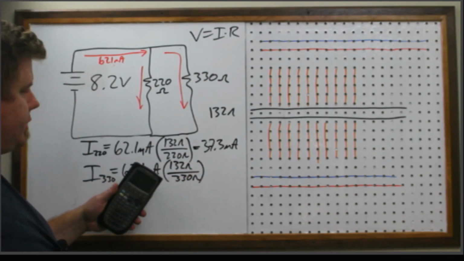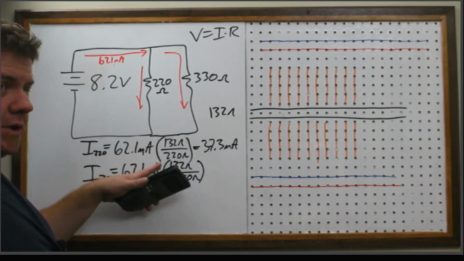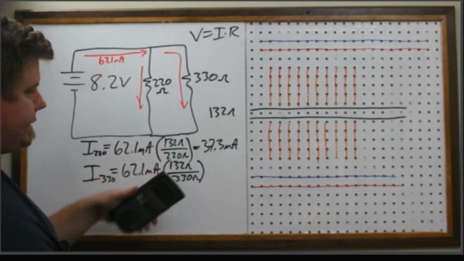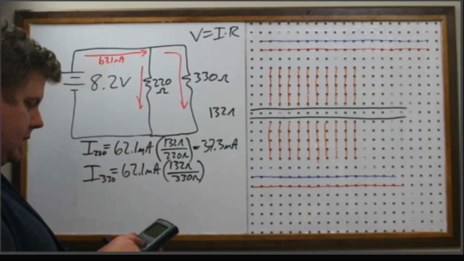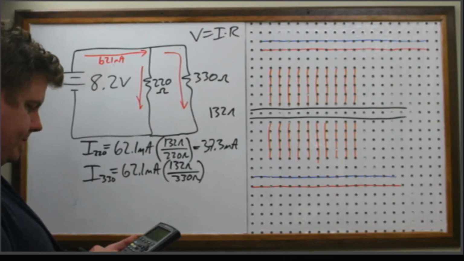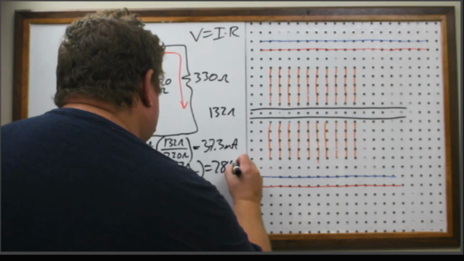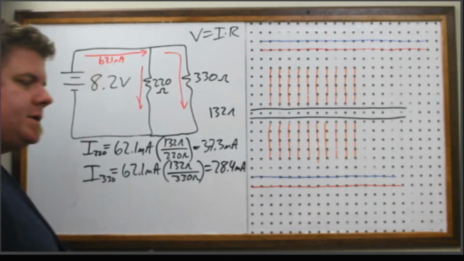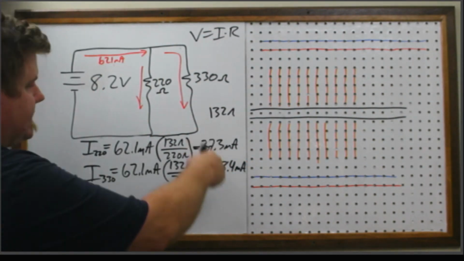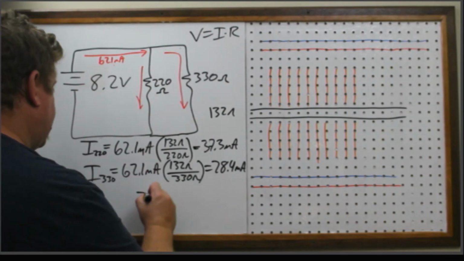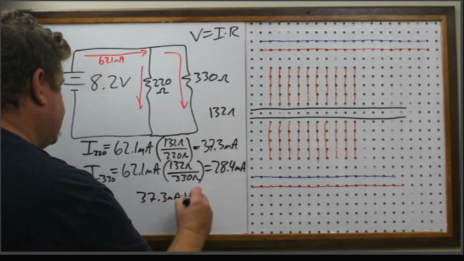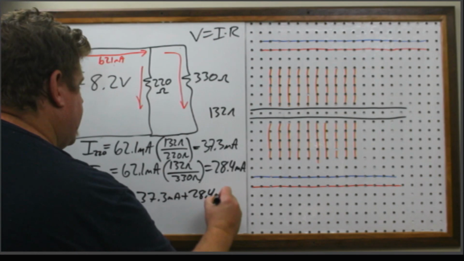So 62.1 milliamps. Now this time times the total over the individual, 132 over 330. So I just have to change the last three numbers here. 28.4 milliamps. So now you say, does that make sense? Does it add up to the total? You take 37.3 milliamps plus 28.4 milliamps.